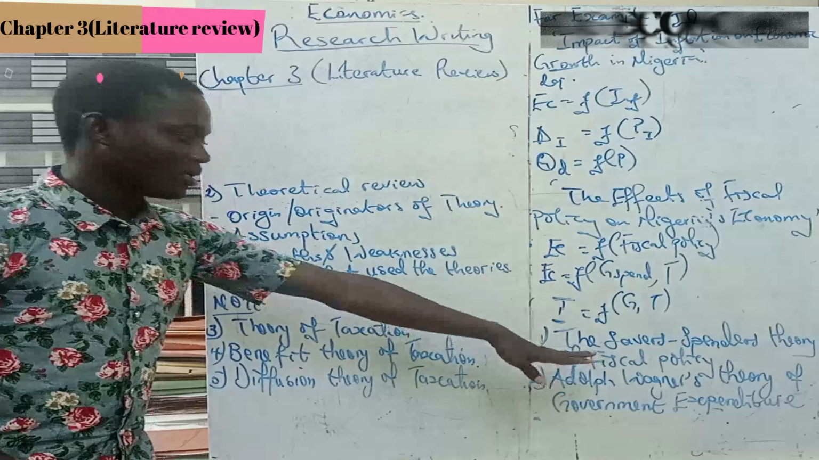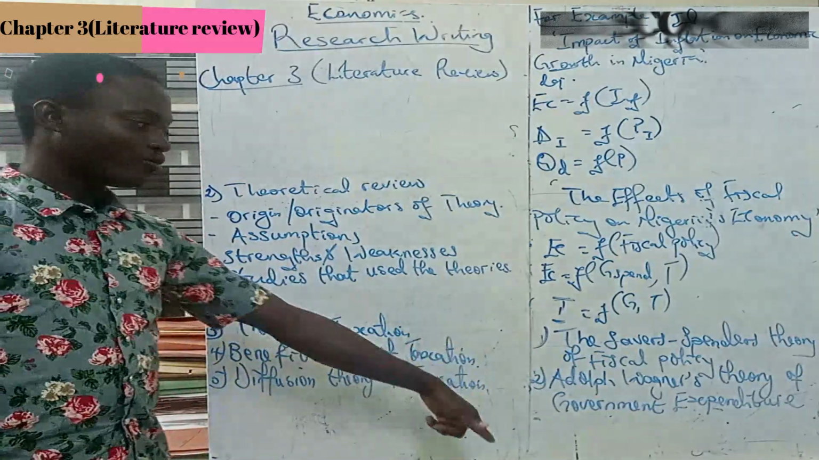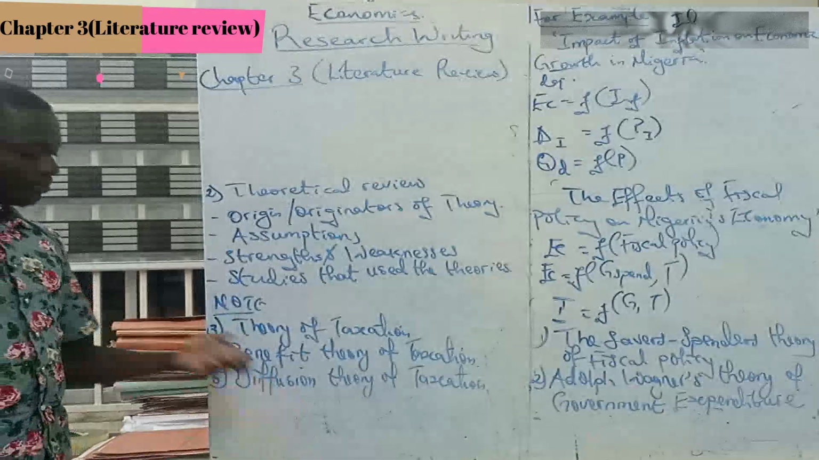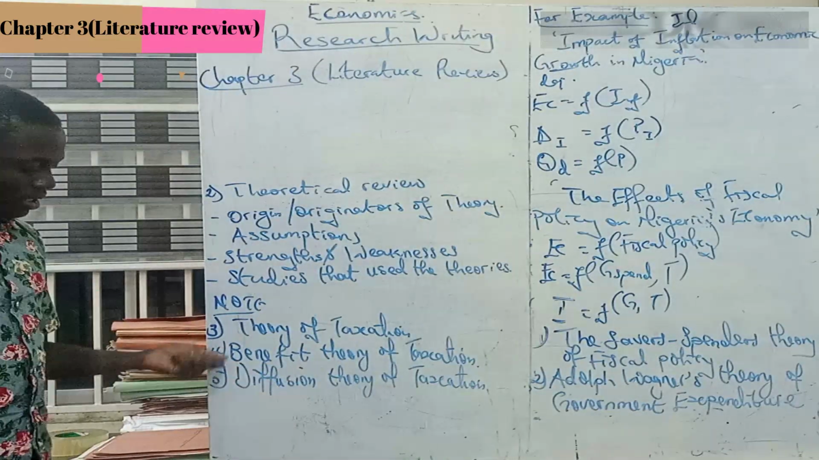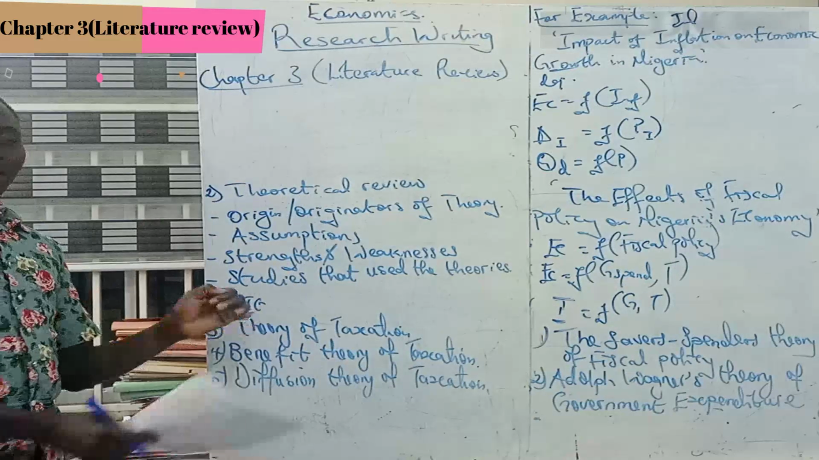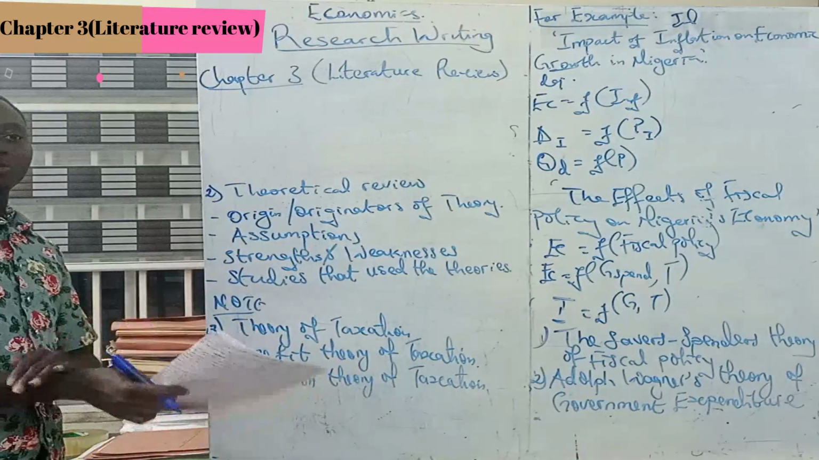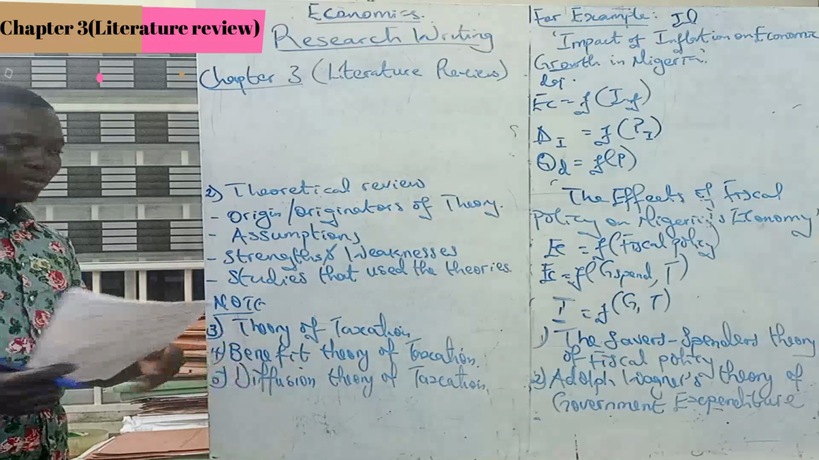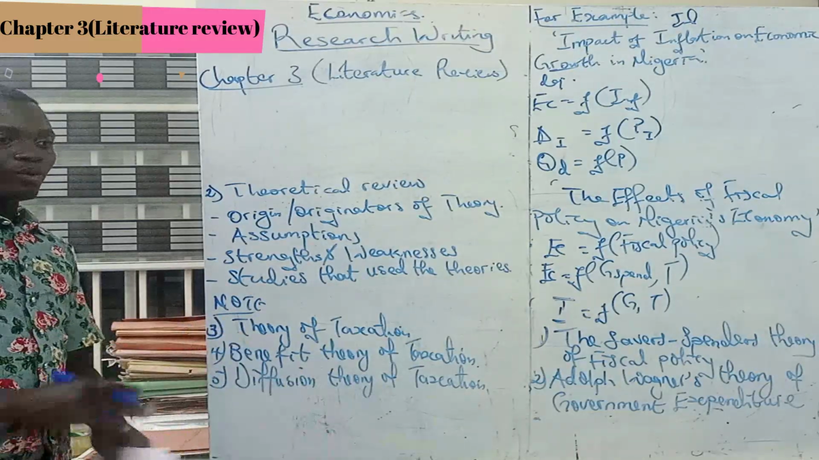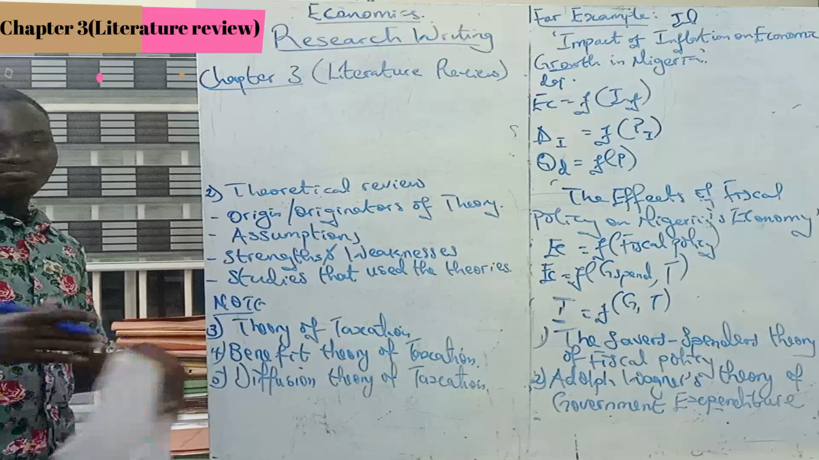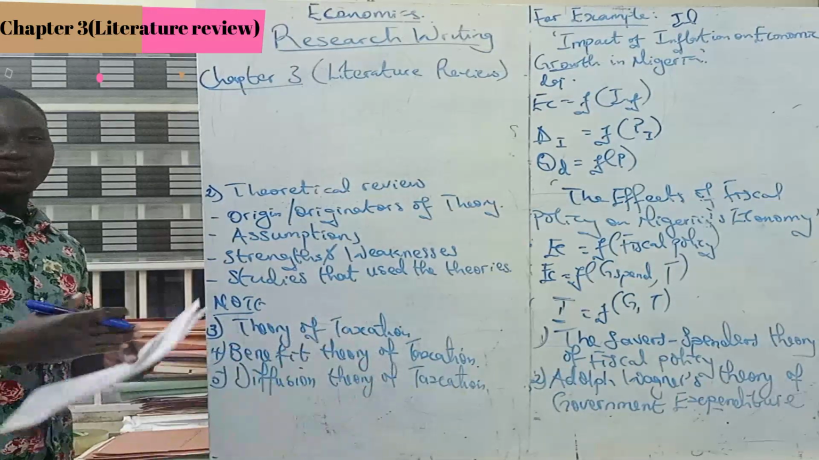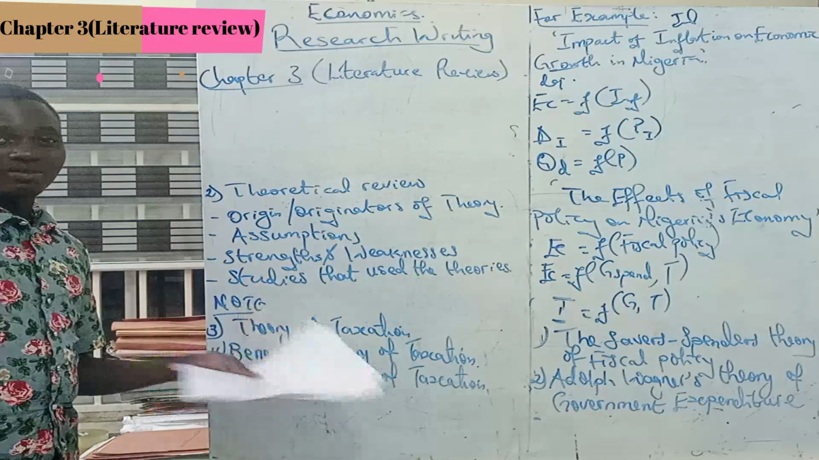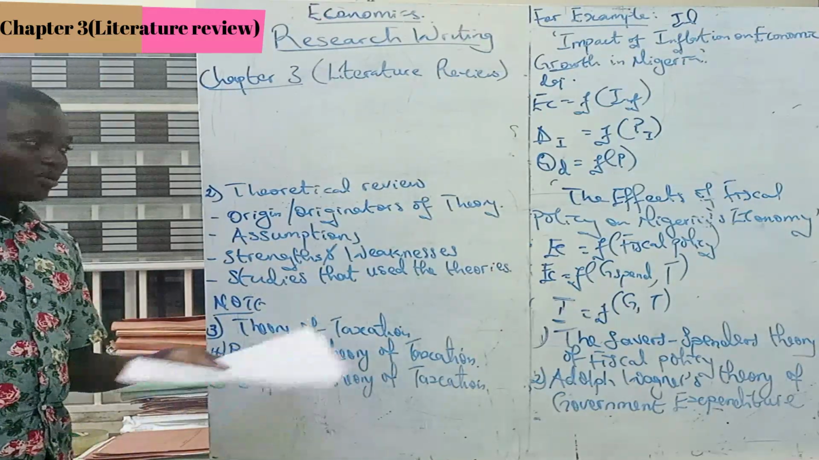The saver-spenders theory of fiscal policy, Adolf Wagner's theory of government expenditure, theory of taxation, benefit theory of taxation, and diffusion theory of taxation. Now, these 5 theories were wonderfully voluminous, because a lot was written on them, and they were relevant to the subject matter in a beautiful way. I call them beautifully relevant. They were not useful. I'm going to tell you why.